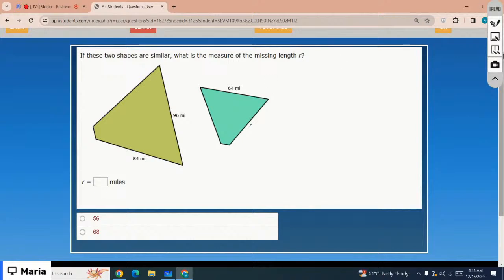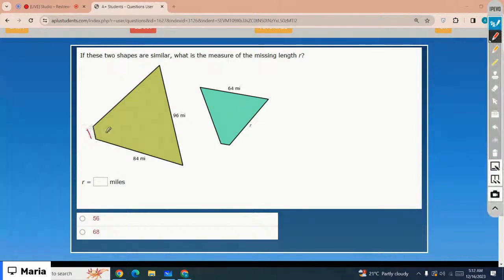You can see both the shapes are similar, right? So similar sides: this side is similar to this side, and this side is similar to this side. That's the same thing working for the other shape you're asking for. So you need to form a proportion between the similar sides. 84 is similar to R, so that is R divided by 84, and 64 divided by 96. You need to evaluate it for R, so just cross multiply.